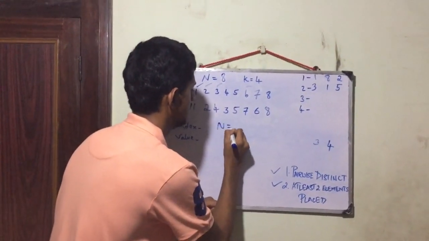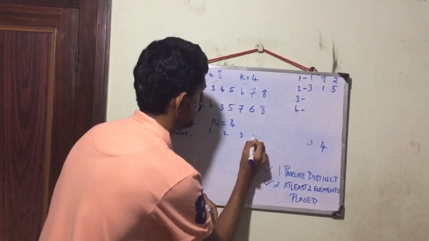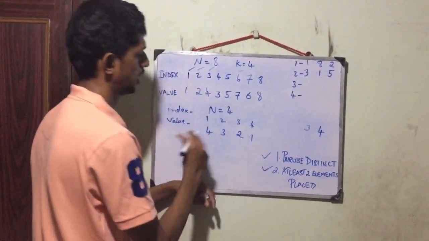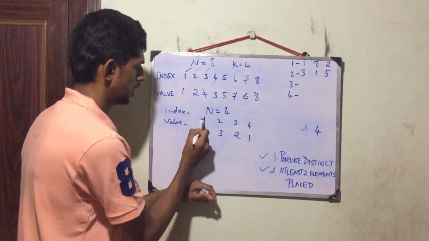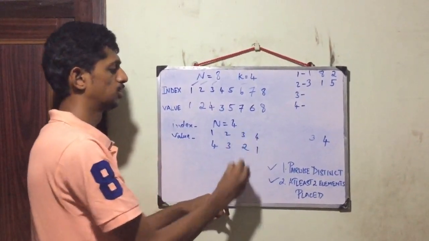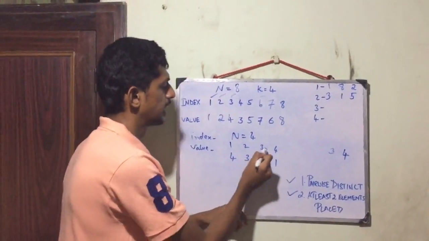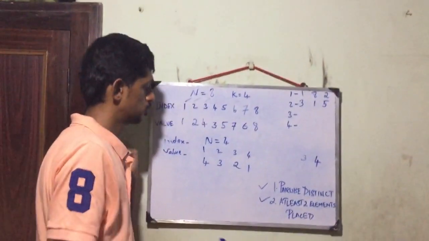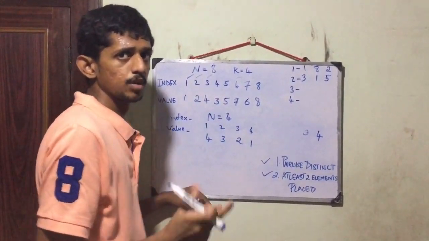For n is equal to 4, we have index 1, 2, 3, 4, and then 4, 3, 2, 1 are the values. Okay, now in the first index you have 4, similarly on the fourth index you have value 1. So this is forming a pair. Also in the second index you have value 3, in the third index you have value 2. This is forming a pair. So now you have two pairs, that is 1, 4 and 2, 3.